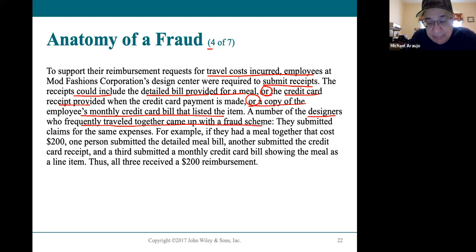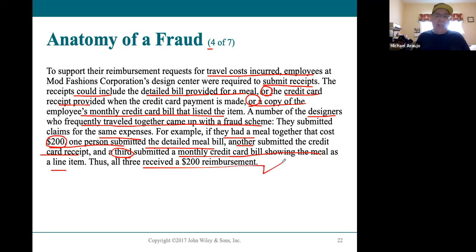This is conspiracy, right? They submitted the claims for the same expenses, but they did it differently. For example, if they had a meal together that cost $200, one person submitted the detailed meal bill. Another person submitted a credit card receipt. And the third person actually copied their credit card bill showing the meal as a line item. Thus, that $200 became $600, right? Because all three of them got the $200. They took $75,000 in total.